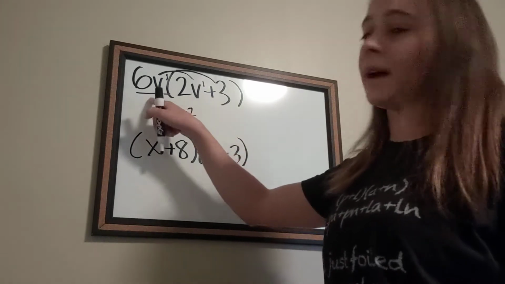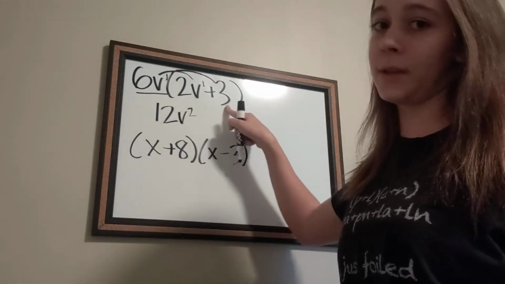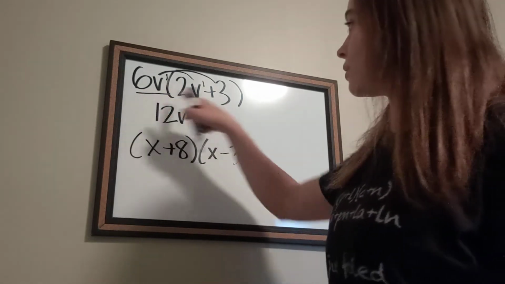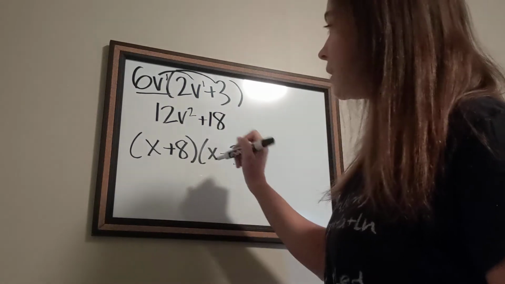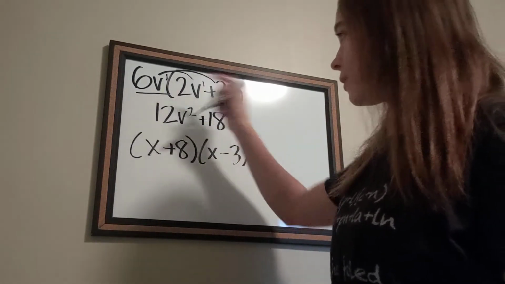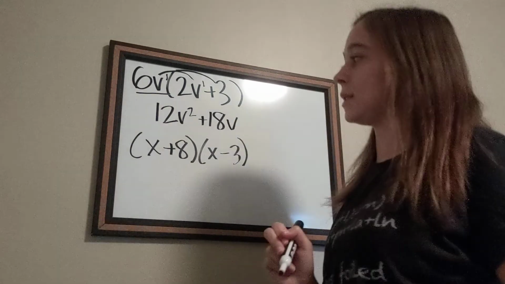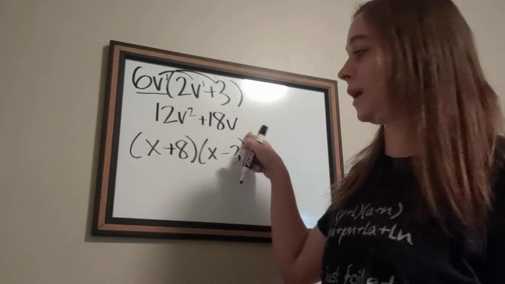Now I also have to distribute or multiply this 6v times the other term in the parentheses, which is a 3. So 6 times 3 is positive 18. I'm going to put plus 18. And then I've got a v here as well. This one does not have a v. That's okay. That just means that the v stays the same. So that is an example of something we might have seen last week.